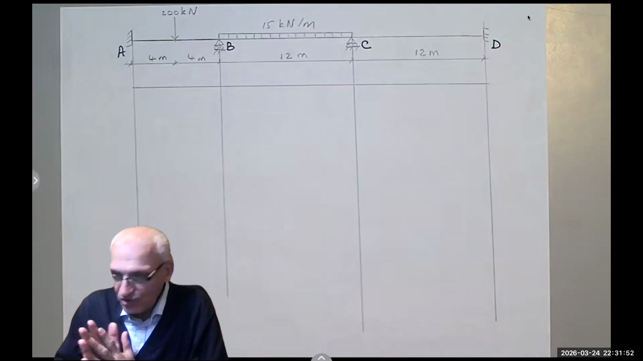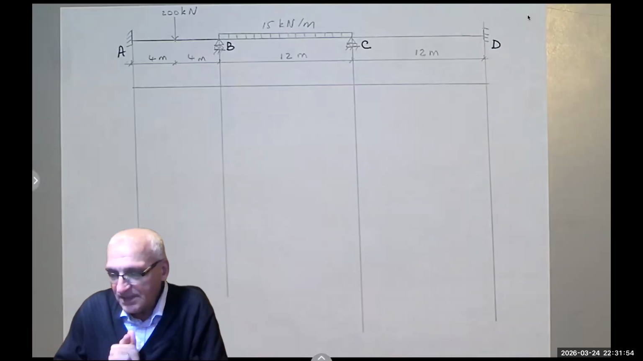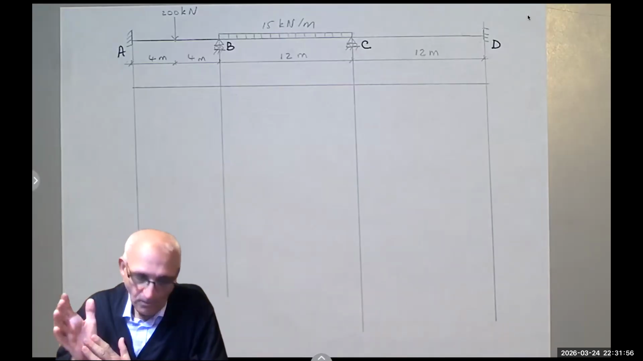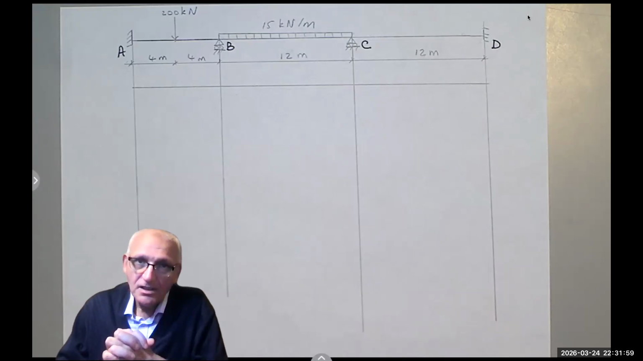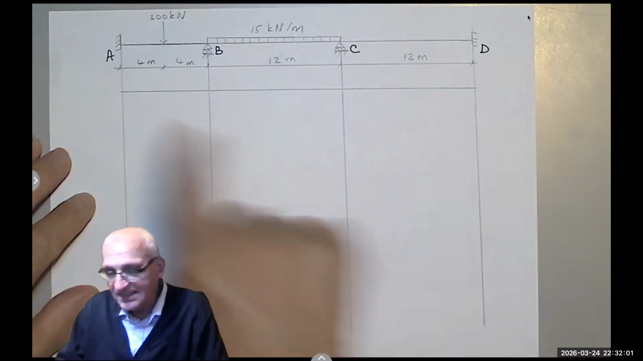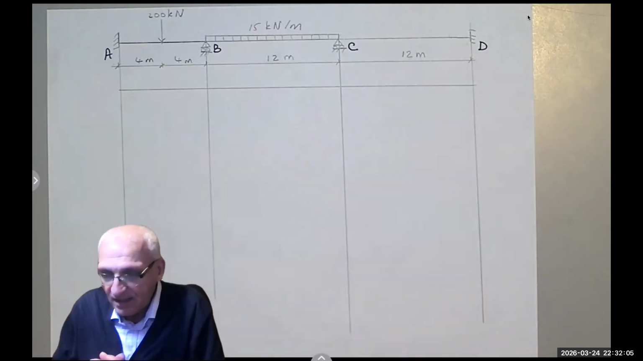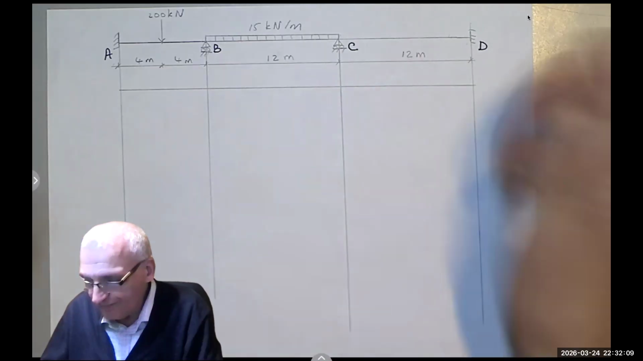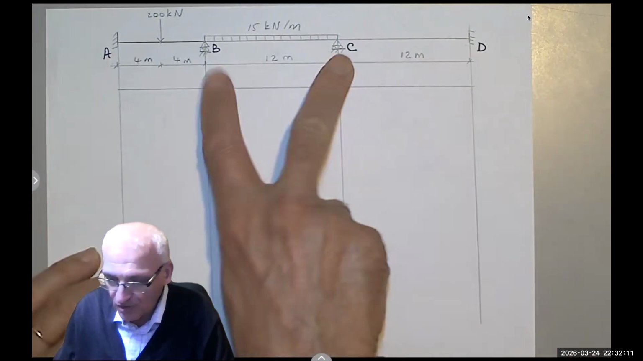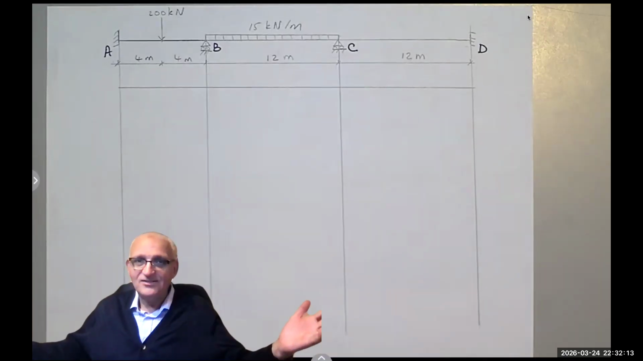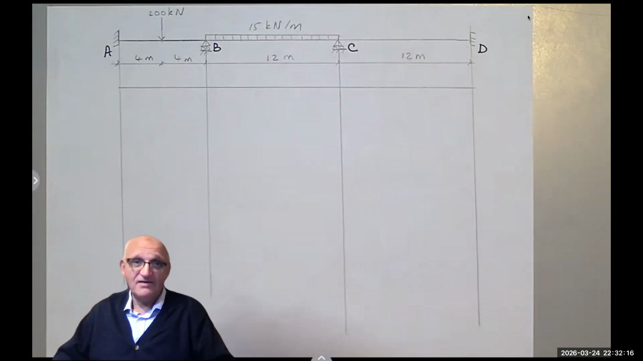Today I'm going to go over a method called moment distribution for statically indeterminate beams. So you can see this beam has three bays, with two fixed supports at the ends and two rollers in the middle. I don't know how to solve it unless I have a computer.